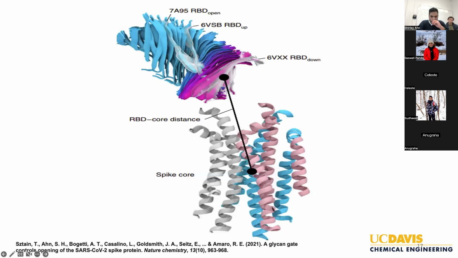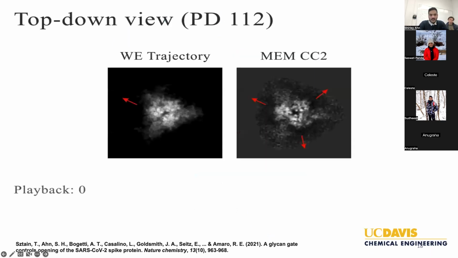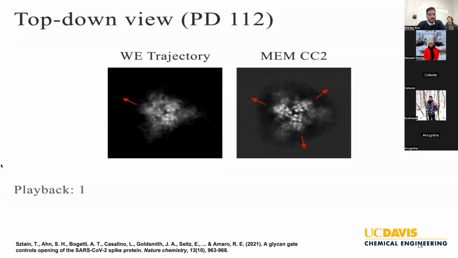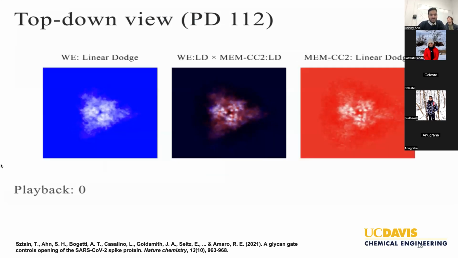So this is a representative picture of the COVID virus and how the progress coordinates were chosen. And this is a video which shows how the WE trajectories were simulated and how they were compared with the observations from MEM.